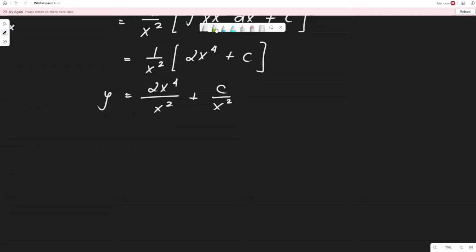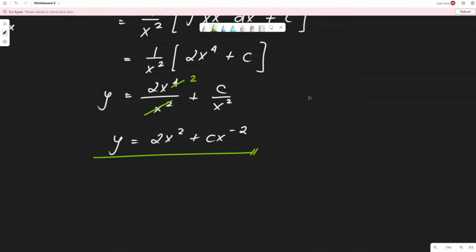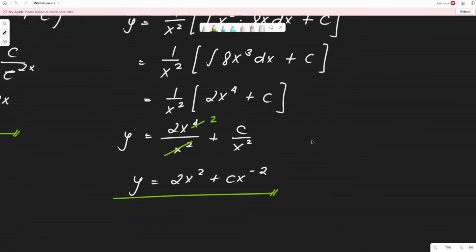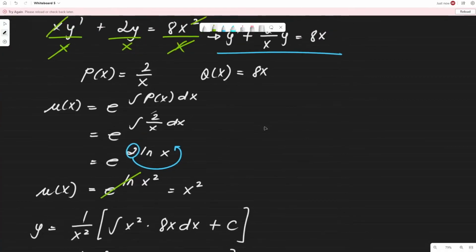Okay, so obviously this one will cancel. Ito mababawasan ng dalawa. So therefore, we have our solution y is equal to 2x squared plus c x raised to negative 2. Now, this is our answer. Okay? So, yun, ganun lang naman siya. Okay? Ayan, napakadali, no? So, next example, no?